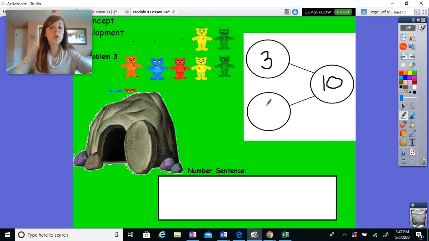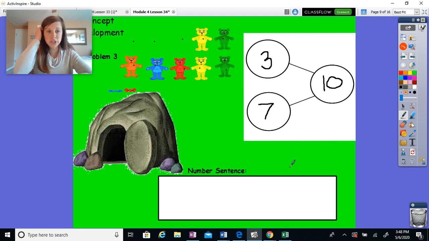Now, who knows what goes in this part? Where do I get that number from? I'll give you a second to think before I tell you. If you answered how many are left goes in that part, you are right. Ding, ding, ding. So let's count how many are left walking in the forest. 1, 2, 3, 4, 5, 6, 7. 7 bears are left walking in the forest. So we put 7 in our part.